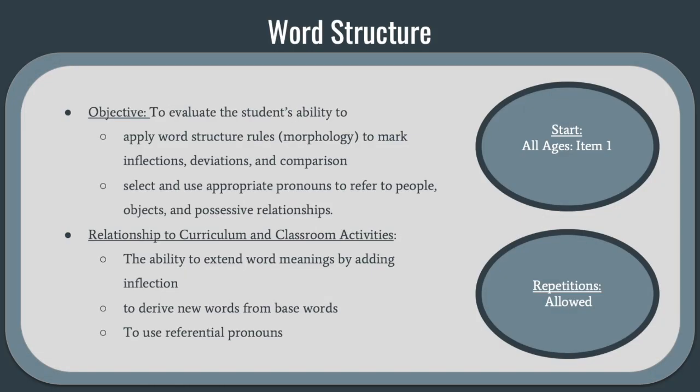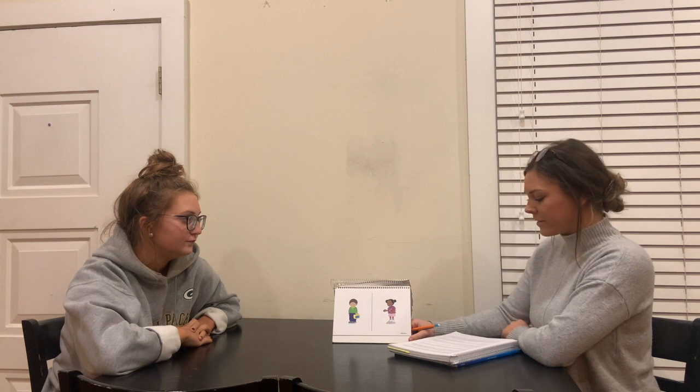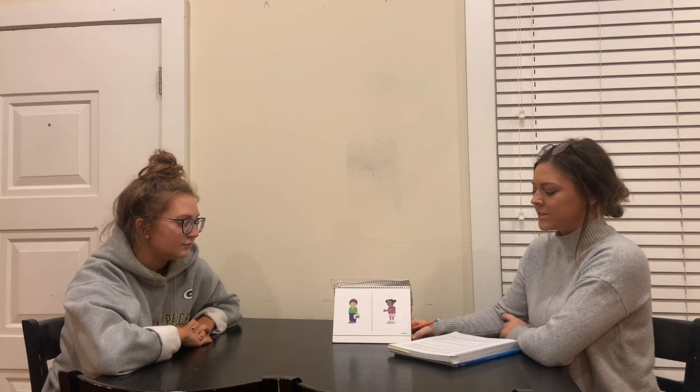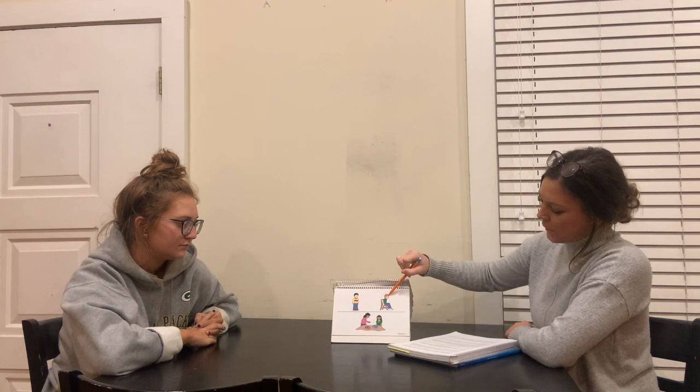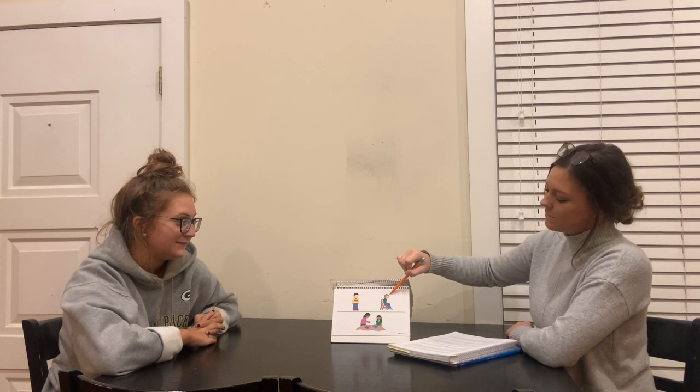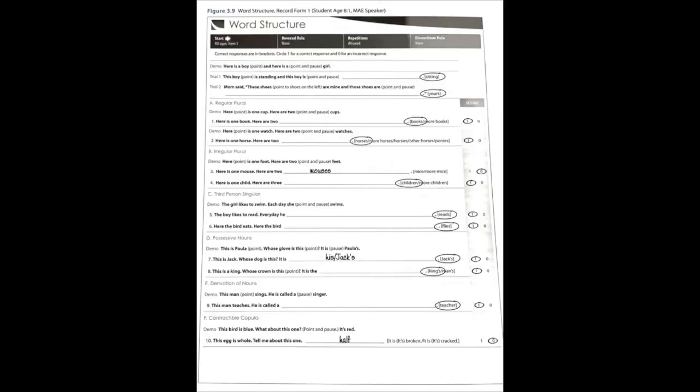The word structure subtest serves to evaluate the student's ability to apply word structure rules, which is morphology, to mark inflections, derivations, and comparison, and to select and use appropriate pronouns to refer to people, objects, and possessive relationships. I'm going to show you some pictures and say some things about them. I want you to help me by finishing some of the things I say. This boy is standing, and this boy is sitting. On the record form, correct responses are in brackets. Circle 1 for a correct response and 0 for an incorrect response.